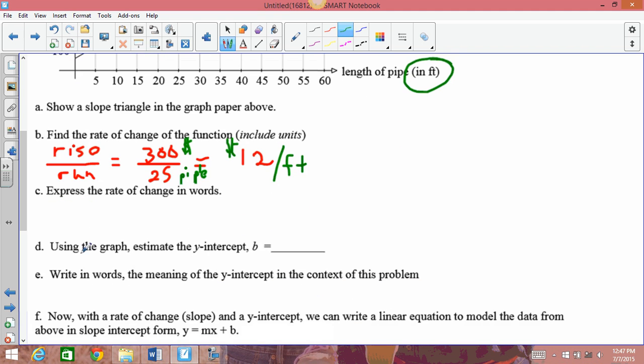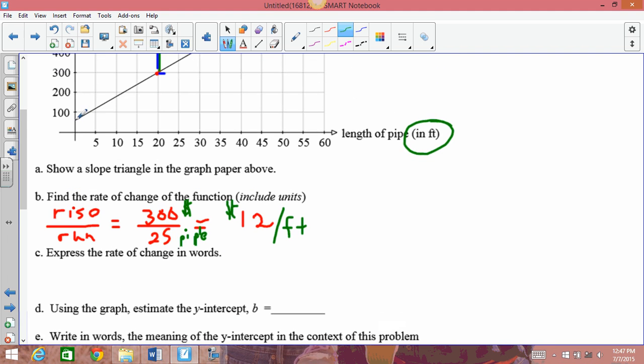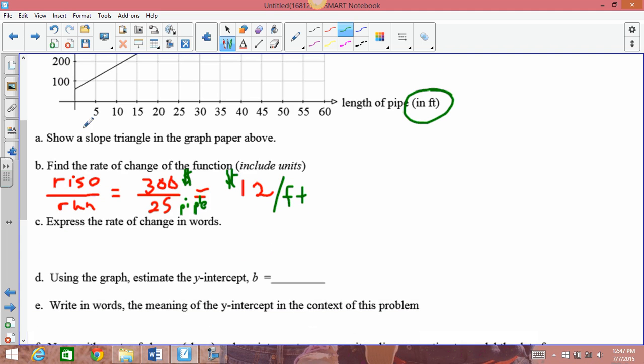All right. Part B says using the graph, estimate the y-intercept. So this is where you're definitely going to have to estimate here. It's not on a perfect number. It's obviously less than 100. I'm going to say 75, but like I said on the solution key, anywhere between 70 and 80 is really okay. So I'm just going to go with 75. Hit it right in the middle.